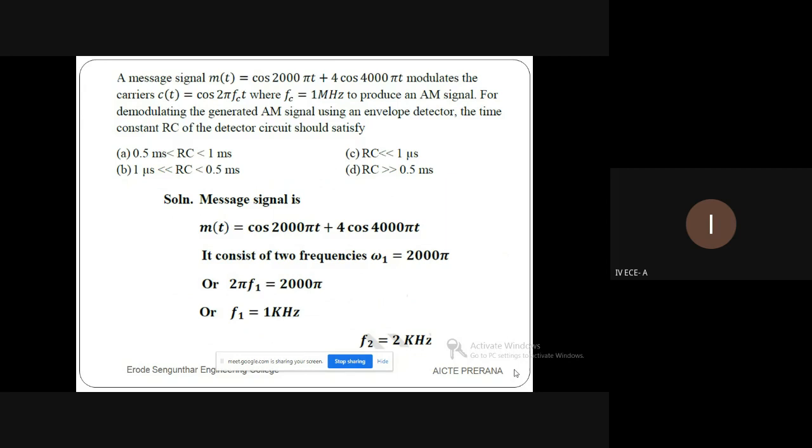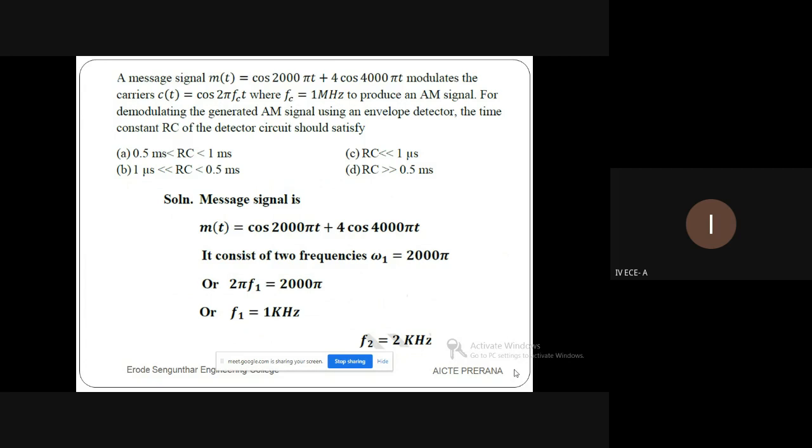A message signal m of t is equal to cos 2000 pi t plus 4 cos 4000 pi t. It modulates the carrier c of t equal to cos 2 pi fc t, where fc is equal to 1 megahertz, to produce an AM signal. For demodulating the generated AM signal using an envelope detector, the time constant RC of the detector circuit should satisfy: option A, 0.5 millisecond less than RC less than 1 millisecond; option B, 1 microsecond less than RC less than 0.5 millisecond; option C, RC less than 1 microsecond; option D, RC greater than 0.5 millisecond.